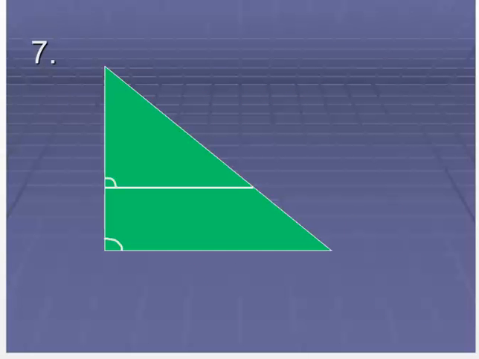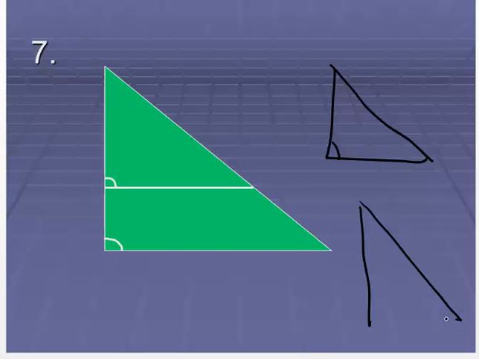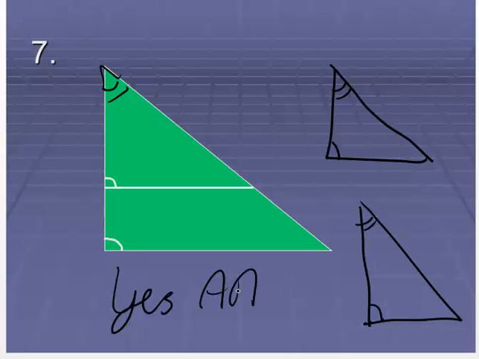Number 7. There are actually two triangles here. We have the small top triangle that has this angle marked, and we have the large bottom triangle that has this angle marked. Now, I can't do anything with these angles on the right. I'm not sure if these lines are parallel. However, they both use this angle at the top. That angle is congruent to itself. So yes, these are similar by angle-angle similarity.